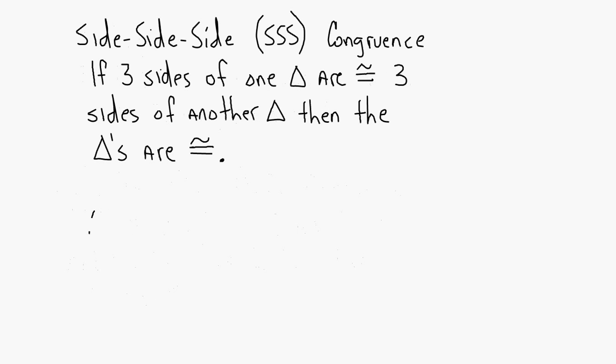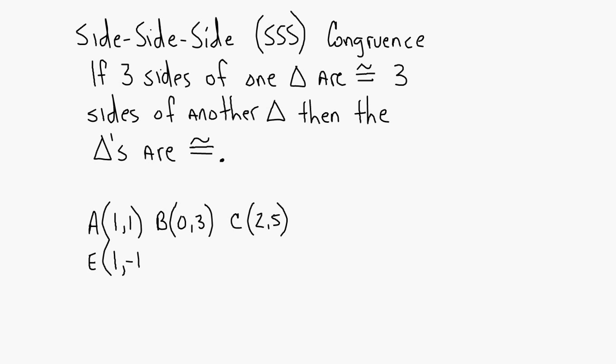Alright, if I give you triangle ABC and I tell you that the coordinates of A are at 1, 1, point B is at 0, 3, and C is at 2, 5, and then you're given another triangle EFG, and point E is at 1, negative 1, and F is at 2, negative 5, G is at 4, negative 4.